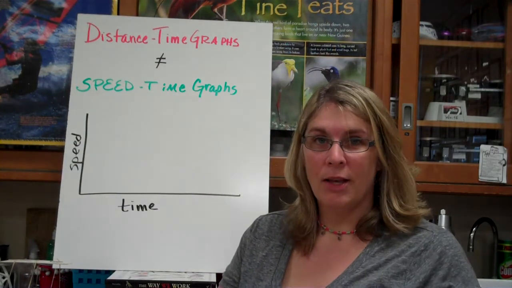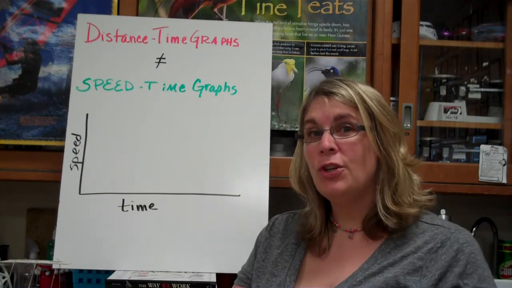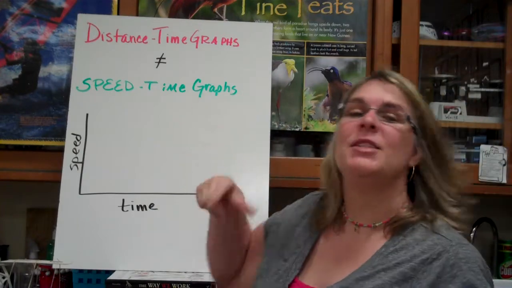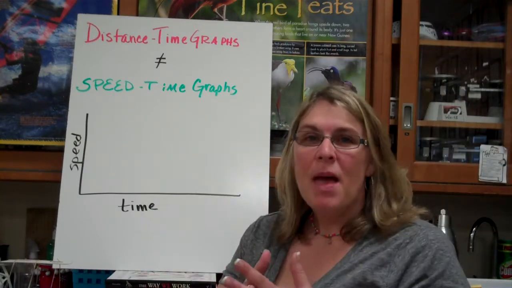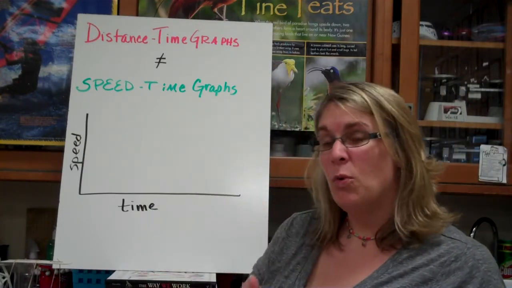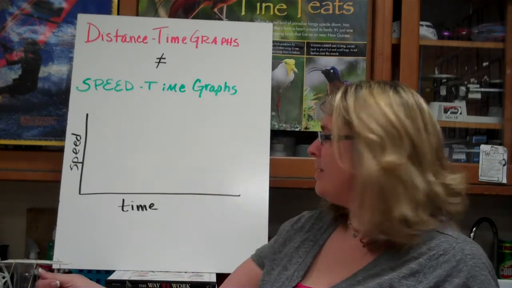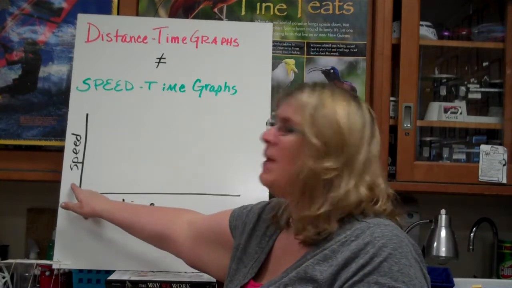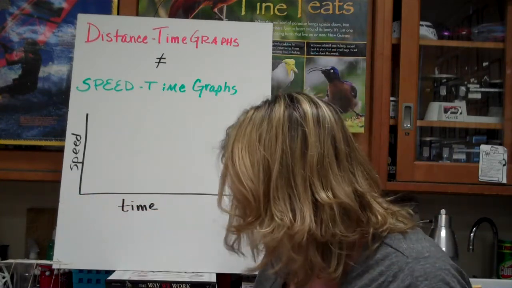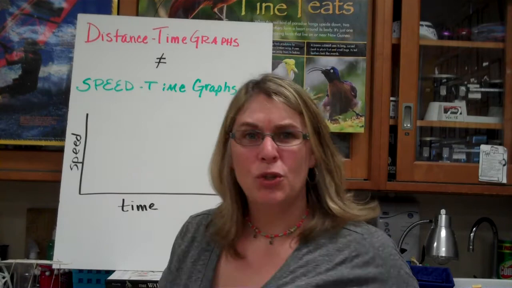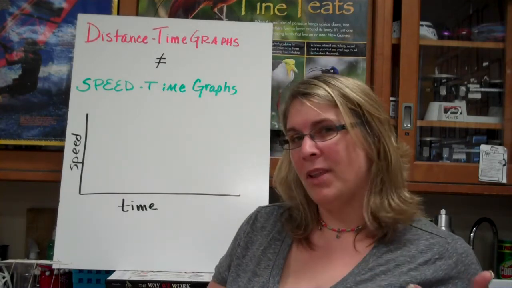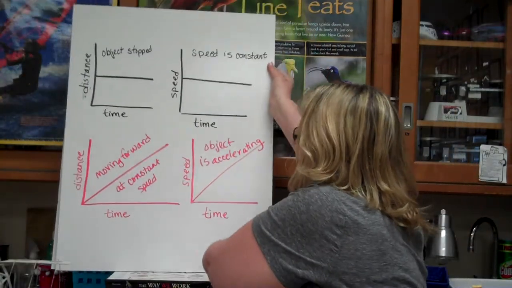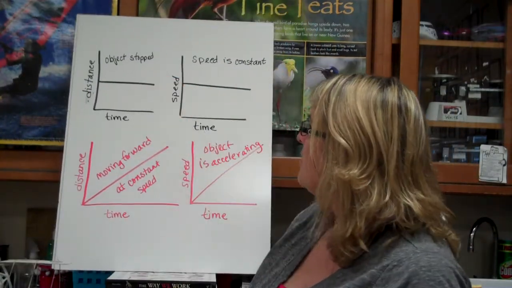Alright, today as we're analyzing our graphs, what we really need to be able to do is to know the difference between distance time graphs and speed and time graphs. Now, you remember when we looked at distance time graphs before, you had distance on the y-axis and time on the x-axis. In speed time graphs, you have speed on the y-axis and time on the x-axis. Now, it's important that you understand how that really affects what you're looking at for data on each of the graphs that we're looking at.